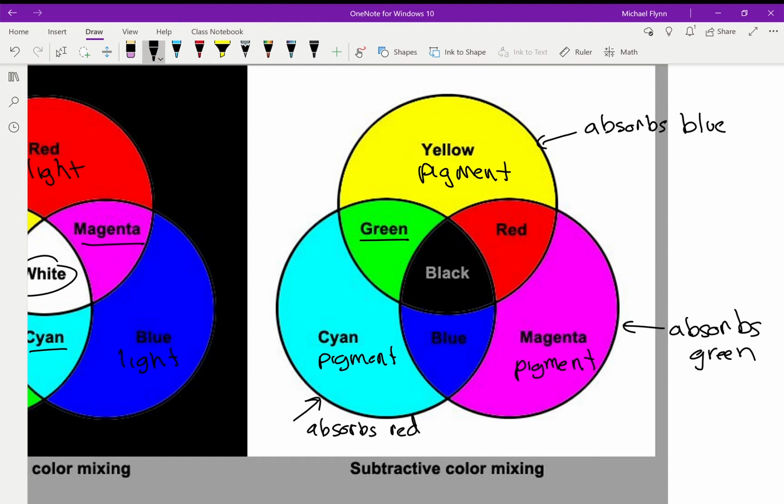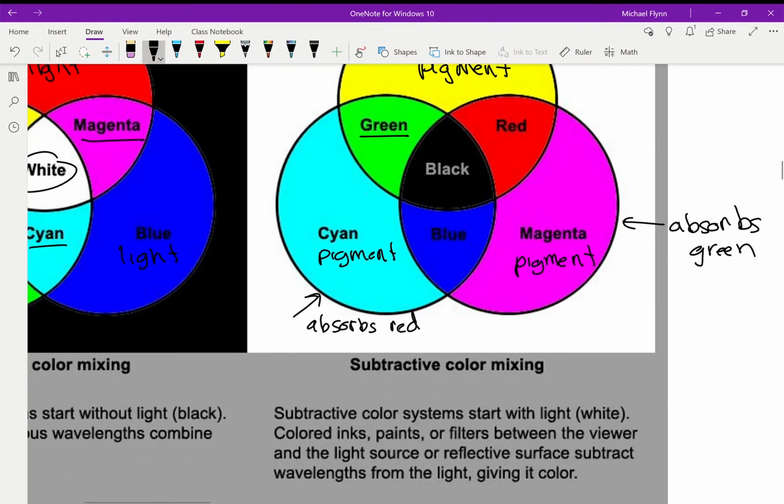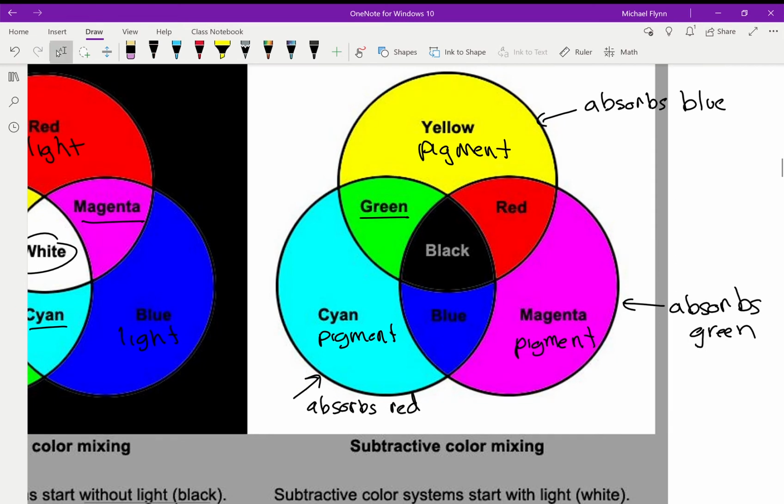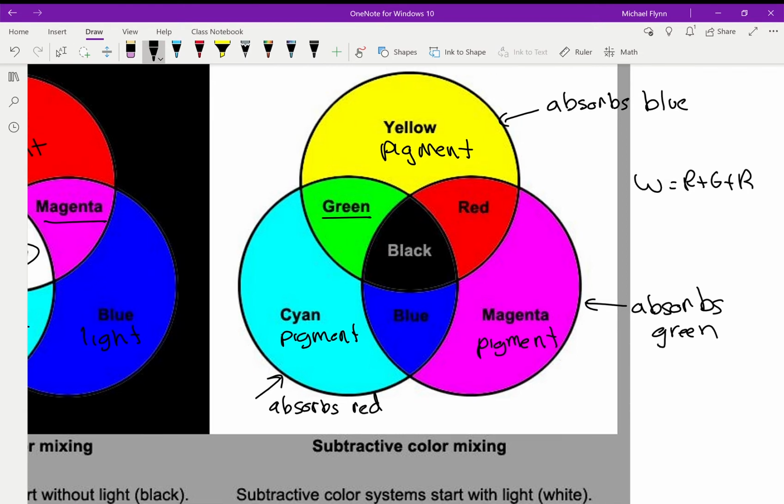Now here's the thing. White light, I want you to remember this. White light is red plus green plus blue. Now why is white so important? It's because the sun basically produces white light. The light bulbs in your house produce white light. Basically we're used to seeing the world illuminated by white light. And so white light is red plus green plus blue.